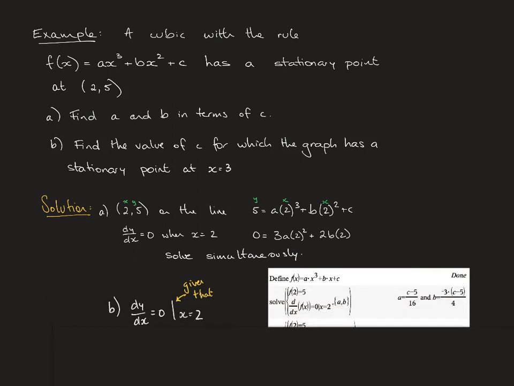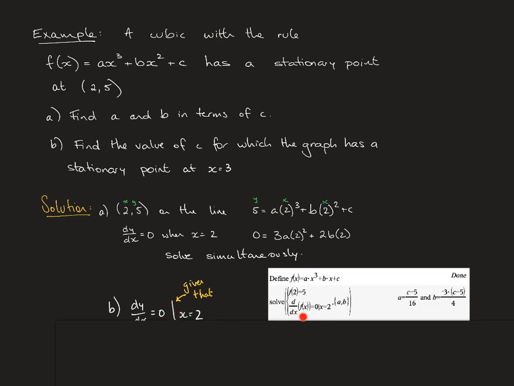So we're going to define our function first of all, because I'm going to use it multiple times, and then I'm going to find f of 2 is equal to 5. So f of x is equal to y. So that's our first equation, which is this one here. And then I'm going to solve that the derivative of the function, so the derivative of f of x is equal to 0 when x is equal to 2. So this line here is the given that line.